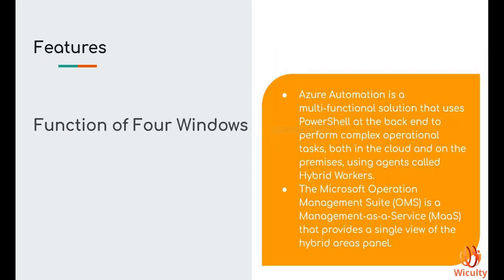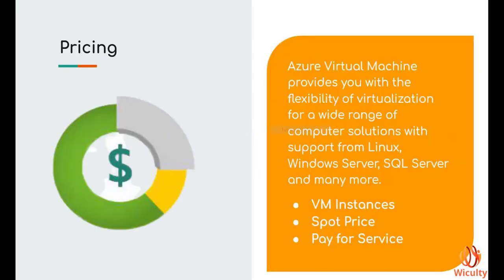The last but not the least Microsoft Azure Virtual Machine feature is function of four windows. Azure Automation is a multifunctional solution that uses PowerShell at the backend to perform some complex operational tasks, both in the cloud and on premises, using agents called hybrid workers. The Microsoft Operations Management Suite, that is OMS, is a management as a service that provides a single view of the hybrid environment. As we have covered some great features of Azure Virtual Machine, let's focus on its pricing.